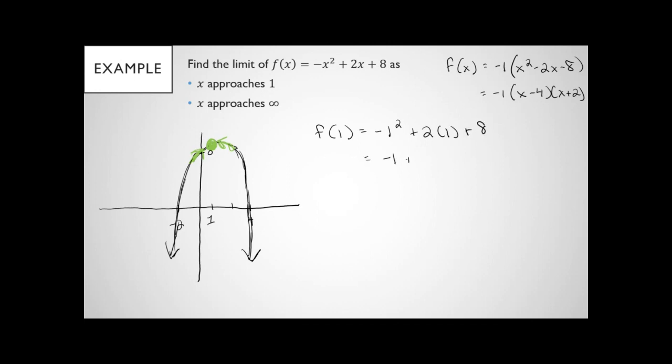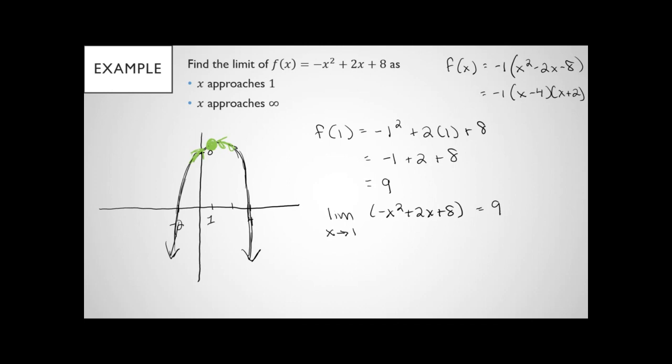So that gives us -1 plus 2 plus 8, and that's equal to 9. So we'd say that the limit as x approaches 1 of -x squared plus 2x plus 8 is equal to 9. That's the y value when you get near to 1, or when you're at 1, the y value is 9.